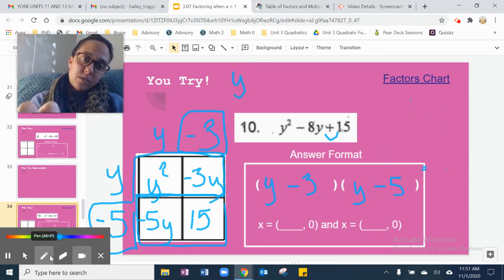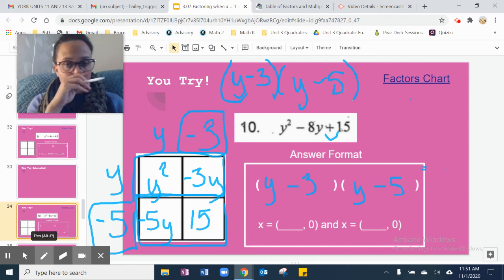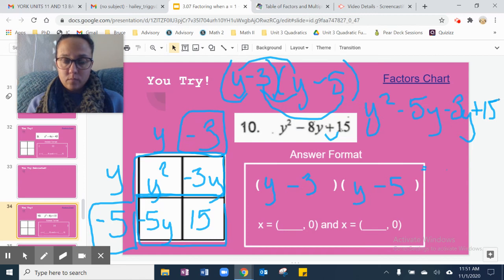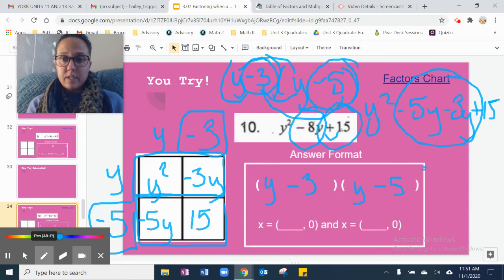So y minus 3, y minus 5. So y times y is y squared. y times negative 5 is negative 5y. Negative 3 times y is negative 3y, and negative 3 times negative 5 is positive 15. So negative 5 and negative 3 make negative 8y, and then negative and negative, right? These negative times a negative gave us that positive 15.